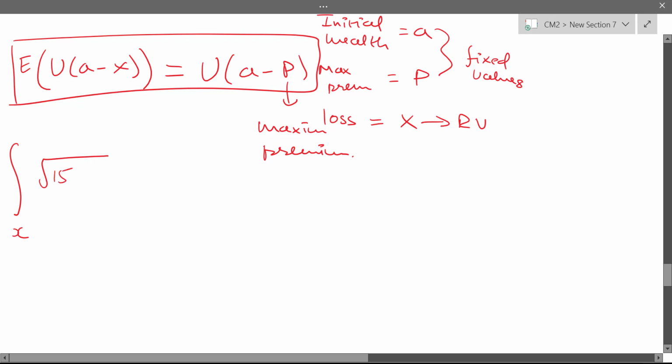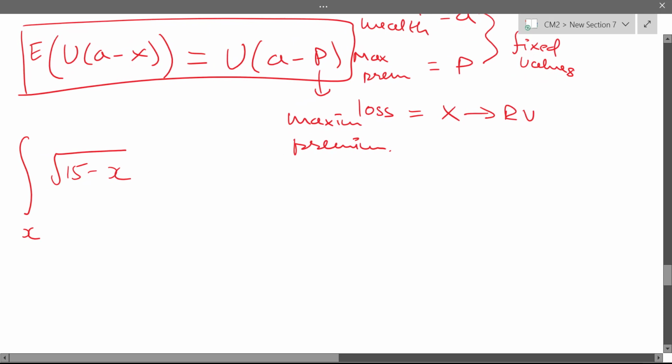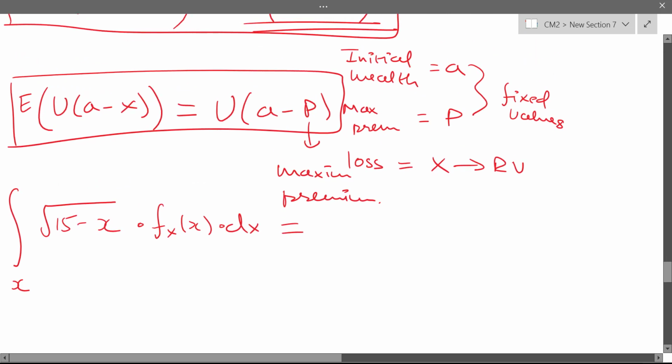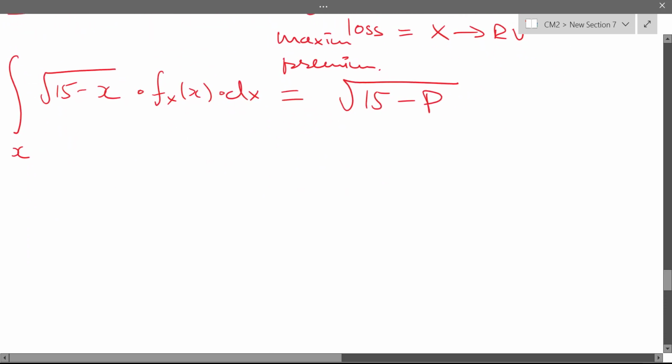So, integrating over the entire range of X, we take the utility function, which is root over a minus x. So, that is 15 is your initial wealth, x is your loss. So, your wealth after the loss is 15 minus x, and I am taking the utility on that. So, that is 15 minus x multiplied with the probability function f x x dx. Okay. And this must be equal to the utility which is a minus p. So, it will be root over 15 minus the maximum premium. Okay. So, now let us just solve this.